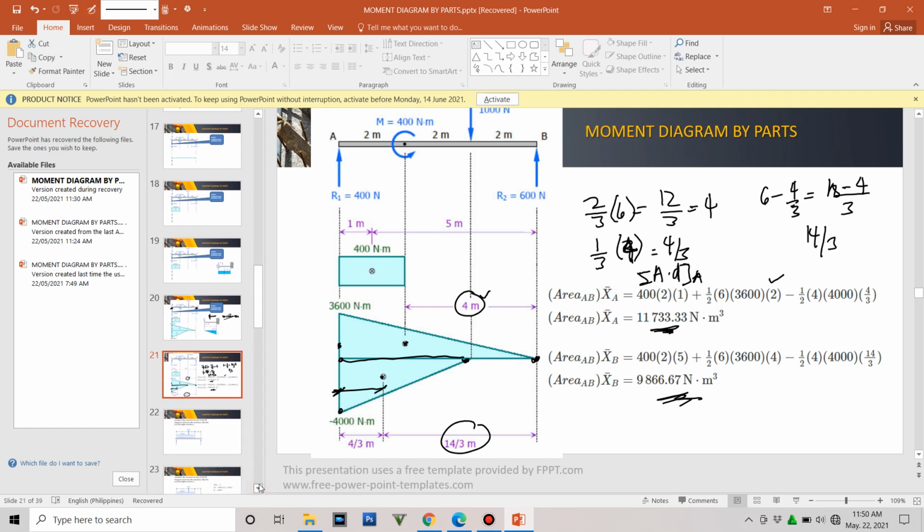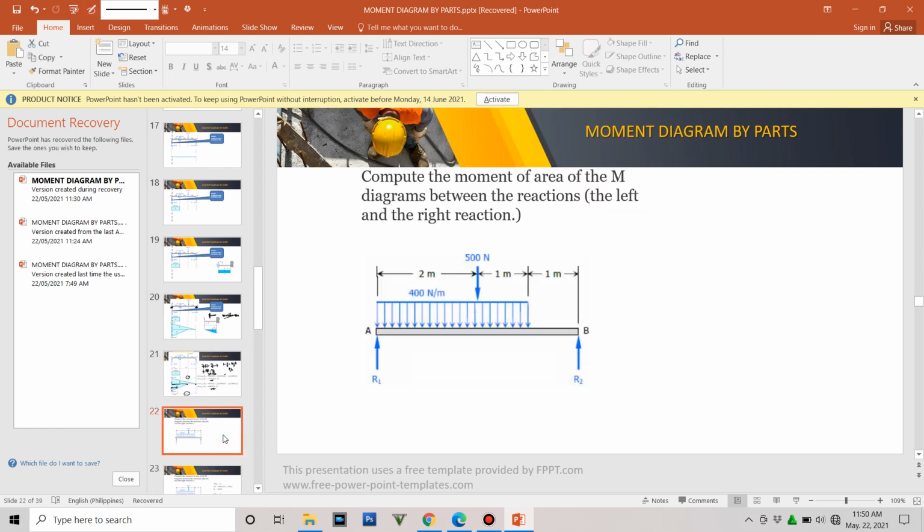Okay. So we proceed to another example. So this time we try an example involving a distributed load. So remember, kapag ganito lang naman ma-distributed load ka, tingnan mo lang kung anong sakop niya. Okay, ang sakop niya is 3 meters. Dito wala na. Okay, remember that.